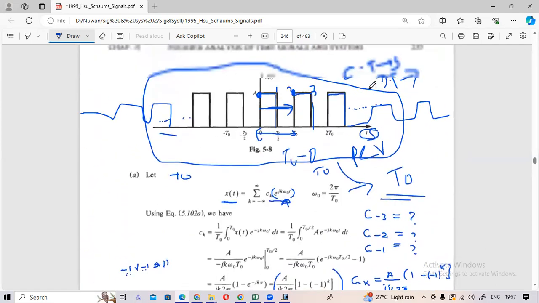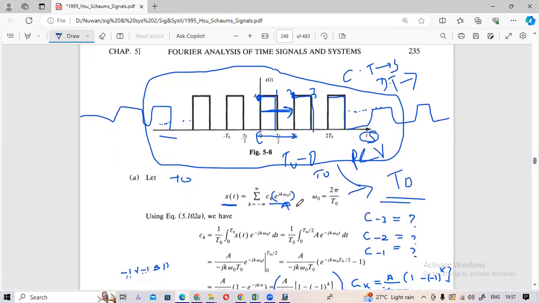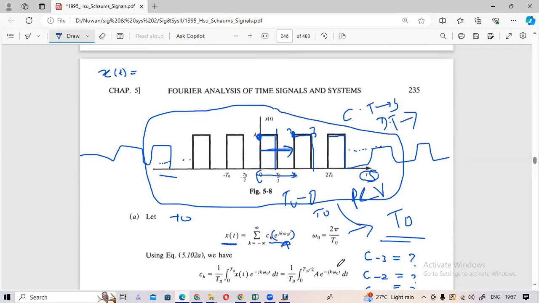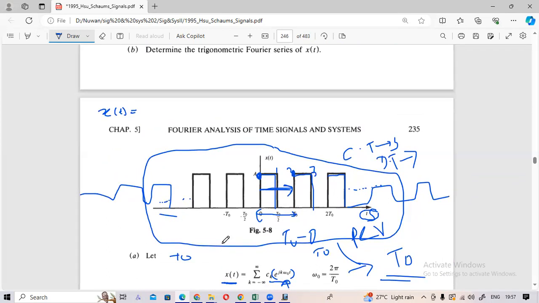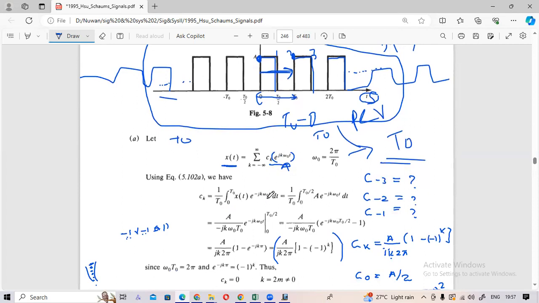Finally, you can represent this signal as a sum of a collection. You can represent this signal xt as a collection of sinusoid complex exponential signals. k can be from minus infinity to plus infinity. You can apply any k value, maybe 1000. Then you can calculate these values. If you calculate C minus 3, that is k equal to minus 3.